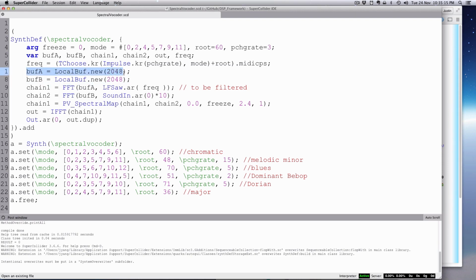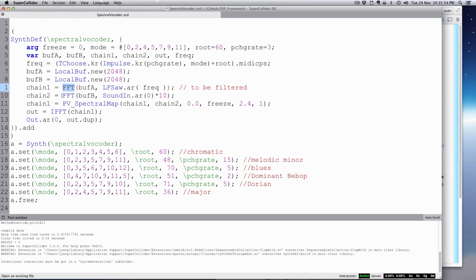We have these buffers, and the PV series of plugins very nicely allows you, within the SynthDef, to allocate a buffer locally on the fly. So we have buffers to store our information. And what we do then is we take the saw wave, and we take the forward Fourier transform, an FFT. So we convert the saw wave from the time domain, from its amplitude over time description, into the frequency domain using this function. Okay, and so then it becomes a collection of sinusoids with descriptions of phase, amplitude, and frequency.